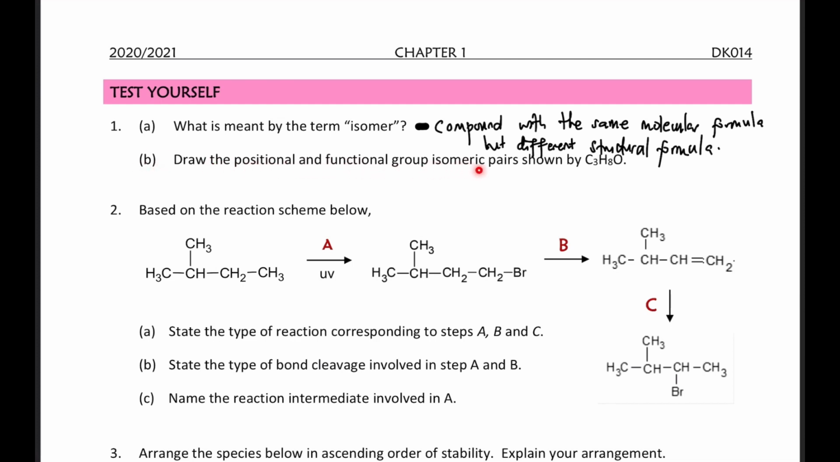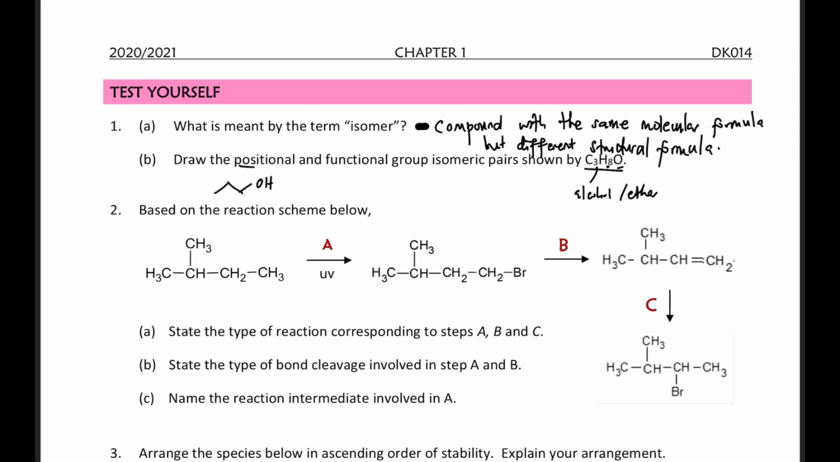B, draw the positional and functional group isomeric pairs shown by C3H8O. Okay, based on the tips, C3H8O has one oxygen, and the hydrogen is more than double. So this is actually a pair of alcohol and ether. If we are asked to draw positional isomer, we only want one pair, so we start with alcohol, which is the easiest.